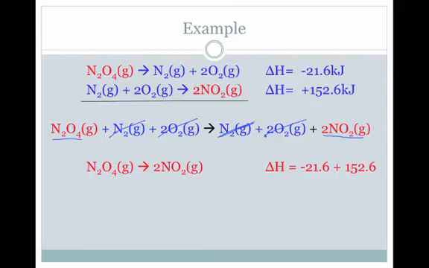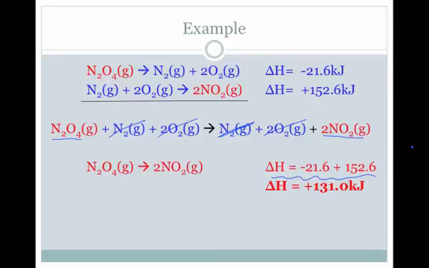Just like we can add the reactions together, we can also add our delta H values together. We can take the negative 21 and the corrected value for our second reaction, the positive 152. We can add those two together and we get a final delta H for this reaction of positive 131 kilojoules of energy.